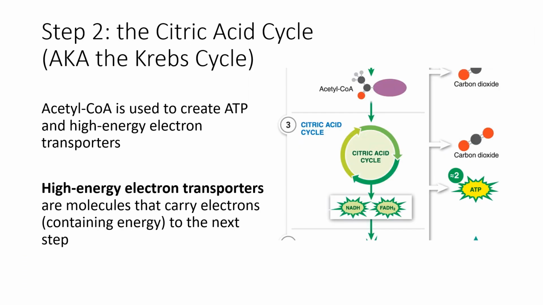So we take that acetyl-CoA that we produced in the first stage of cellular respiration and use it to make molecules called high-energy electron transporters. These are molecules that carry electrons. Electrons, again, are negatively charged particles that can carry a lot of energy.